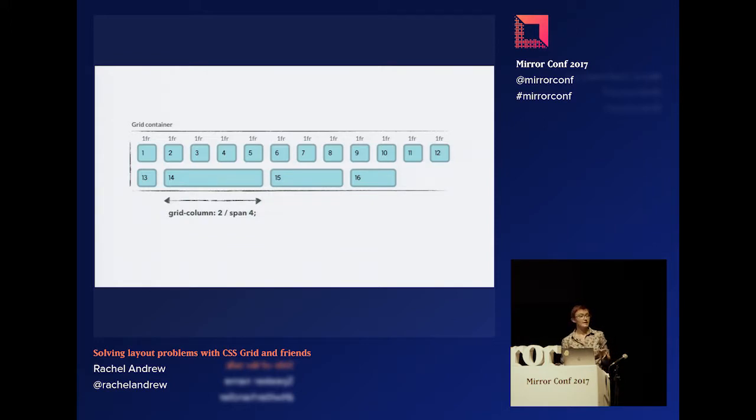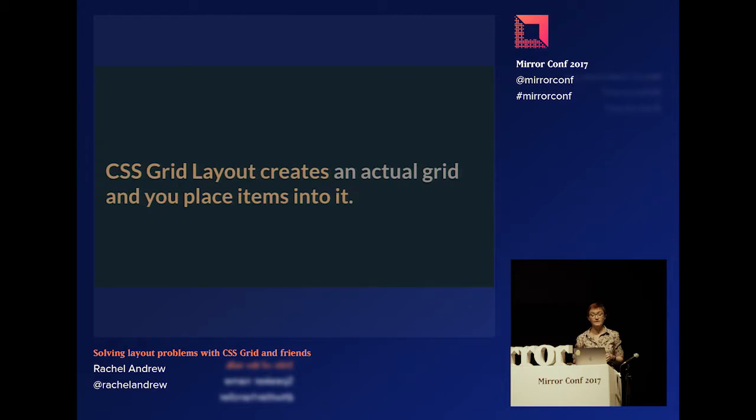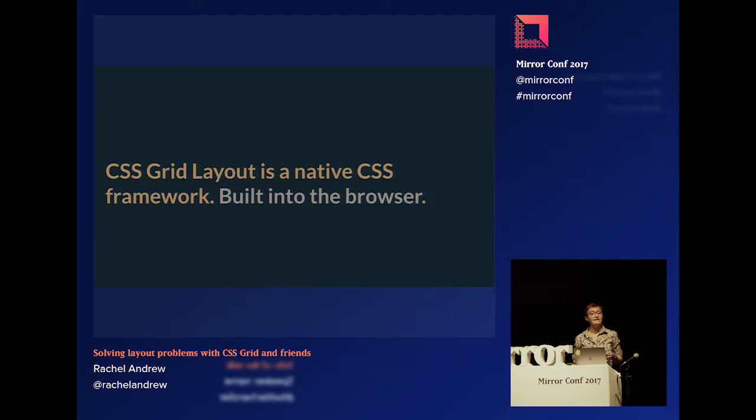But all of our sizing comes here from the container. And we don't have anything else that behaves like this. Probably the closest thing, where you say to the container, I'd like to have a certain number of columns, is multiple column layout. That's the only other thing we have in CSS that really behaves in this way. So this is key to remember. Grid frameworks, all of our old stuff, create something that looks like a grid by controlling item size. CSS Grid Layout creates a grid, and then we put stuff into it. And so CSS Grid Layout is essentially a native grid framework built right into the browser.